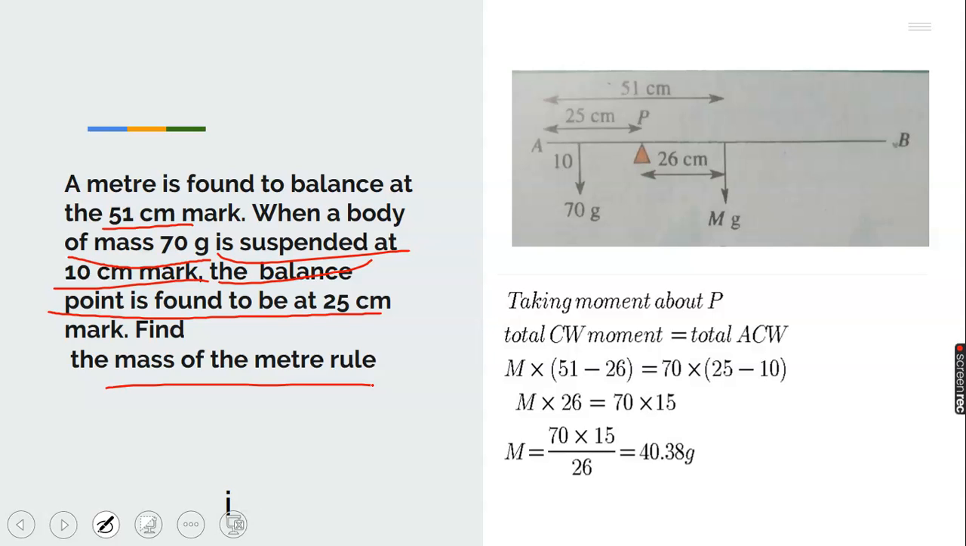For a uniform meter rule, the mass is always at 50 because a meter rule is 1 meter, which is 100 centimeter. Midway should be 50 centimeter, but here it is 51 centimeter, you can see. Now, it has been balanced at 25 centimeter. From here to here is 51. Then you have to find this place, that is 26.